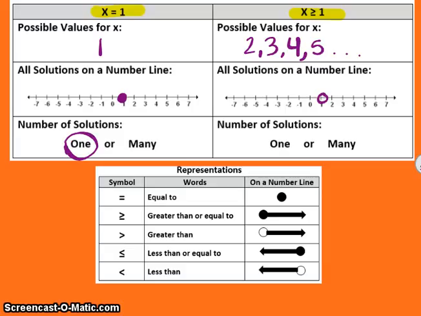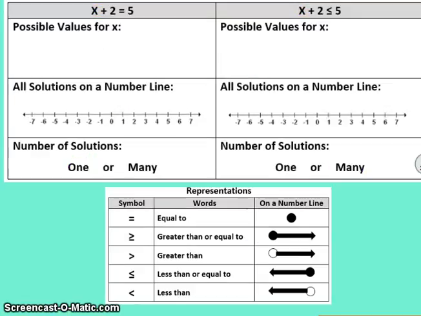And since I have a greater than or equal to sign, which is this one, I look here at how I should shade it. So I know that I have a black dot, so I need to shade it all in. And I know that it's going to go to the right. Well, how many solutions do I have? Well, I have more than one because I have 2, 3, 4, 5, and it keeps going. So I have many solutions. So possible values for x.